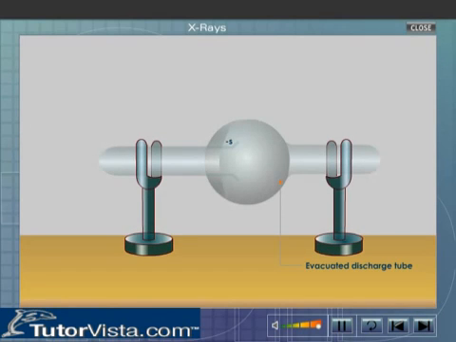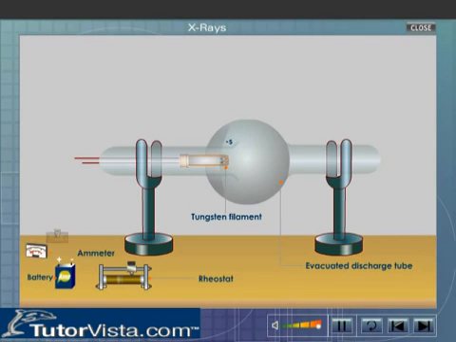This tube consists of an evacuated discharge tube. There is a tungsten filament fused to one of the sides of the tube as shown here. The tungsten filament is coated with barium oxide to get a copious supply of electrons. The filament is heated with the help of a DC circuit. The DC circuit consists of a battery, rheostat, and an ammeter.